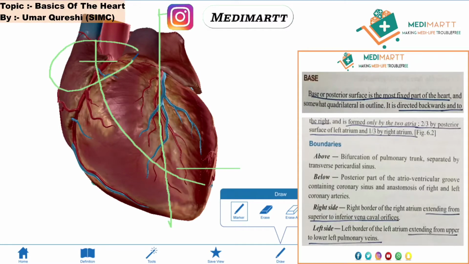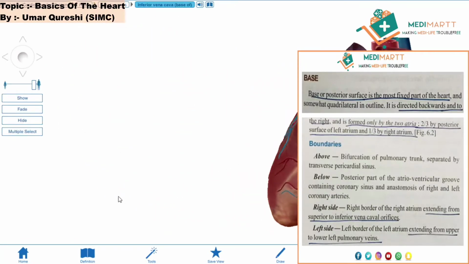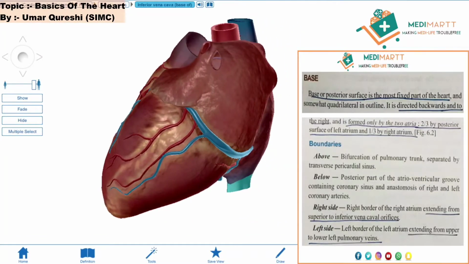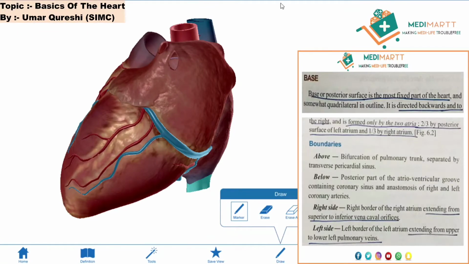Then the other point: it is directed backwards. So how is it backwards? When we assume a line, we can see from that line what the apex is and what the base is. If this is the line, and this is the apex and this is the base, the apex is directed forwards from that specific line and the base is directed backwards from that specific line. So this point is also clear, that it is directed backwards and to the right.